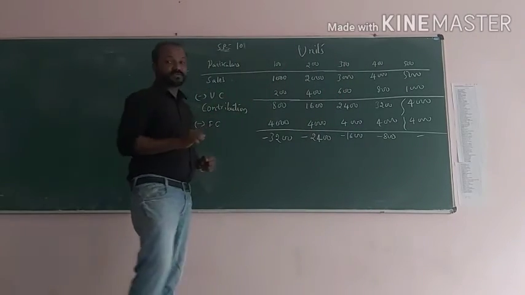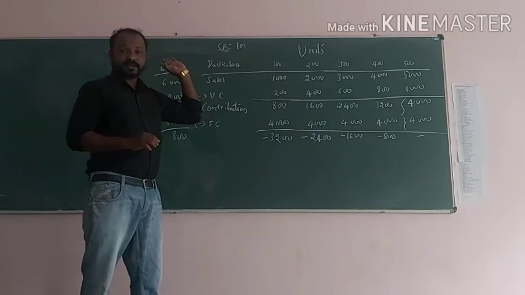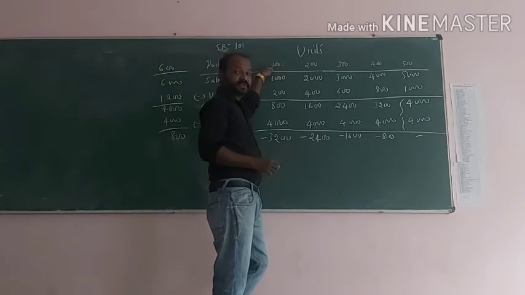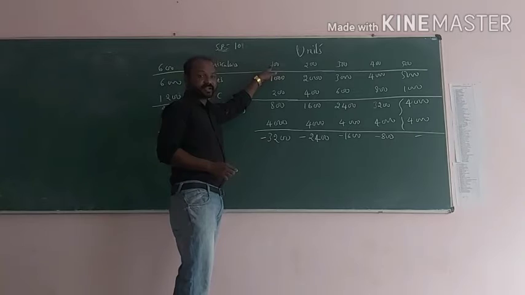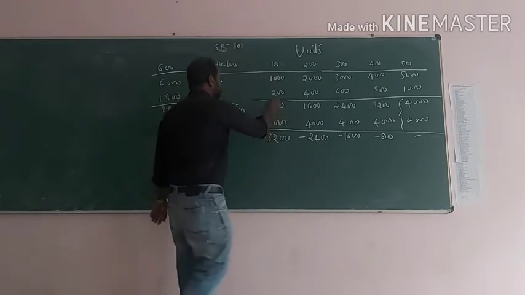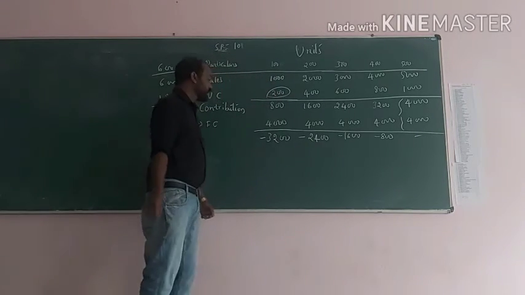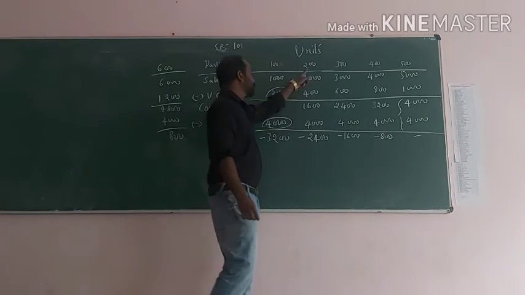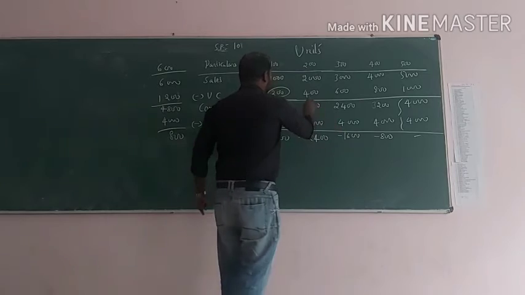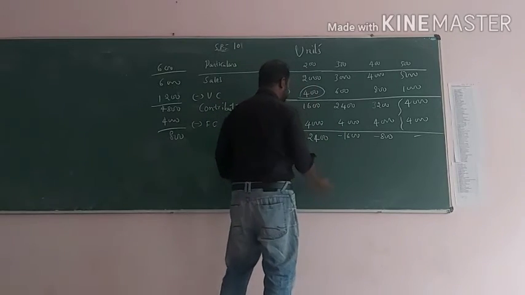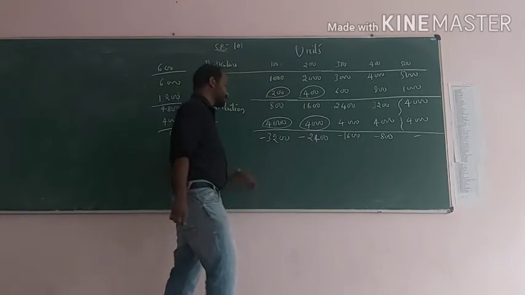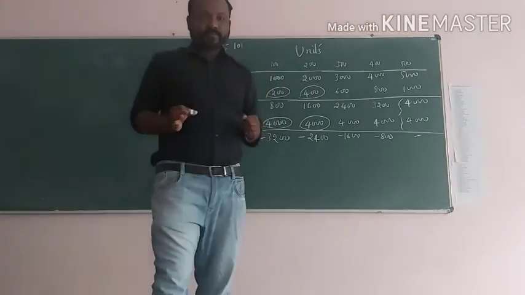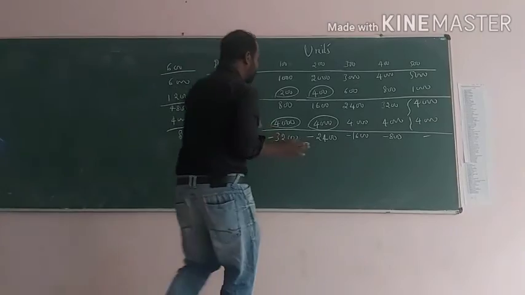To ascertain this particular point, we have to focus on our production. So here, 100 units we are manufacturing. Our variable cost is 200. Our fixed cost is 4000. If we are manufacturing 200 units, our variable cost will be 400. Fixed cost will be 4000. This 4000 will remain the same in all the cases.